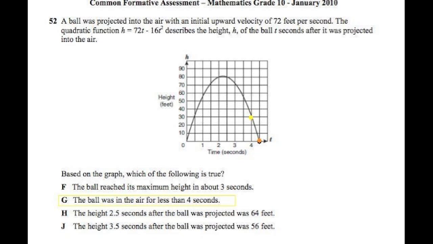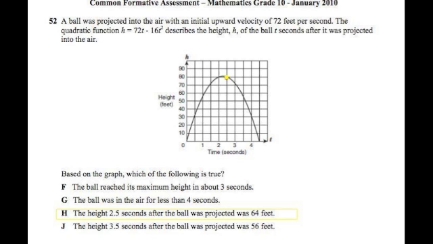And for G, it says the ball was in the air for less than 4 seconds. And as you can see, if you arrow all the way down to the right where the ball hits the ground at 0 feet again, the time is 4.5. So how can the ball be in the air for less than 4 seconds if the ball hit the ground at 4.5 seconds?